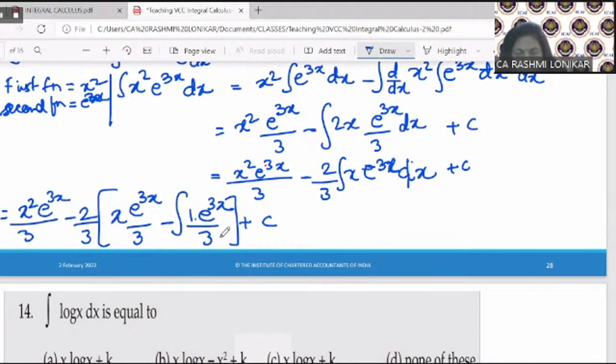Now again I have an integration. What will be the integration of e raised to 3x? It will be e raised to 3x upon 3. So the first term is as it is, x square into e raised to 3x upon 3. What will happen to the second term? Minus 2 by 3 into this. So this will be minus 2x e raised to 3x upon 3.